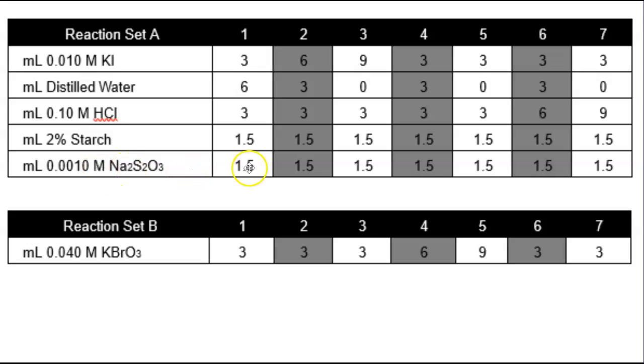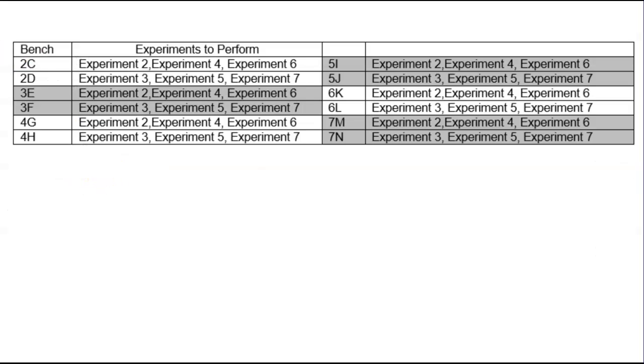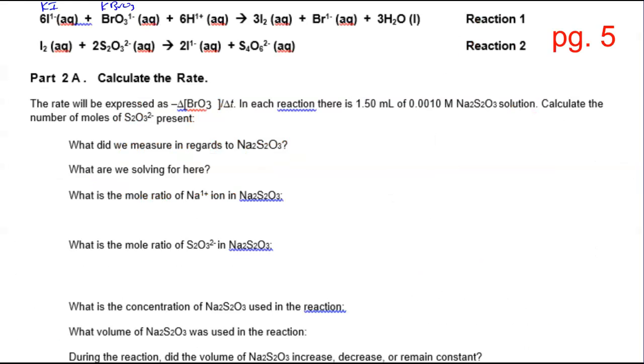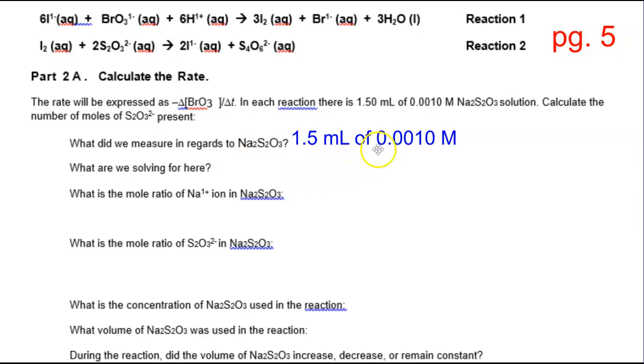We know that this represents the milliliters, and we know the concentration. So if you notice, looking particularly at experiment 1, we had 1.5 milliliters of a 0.001 molar sodium thiosulfate. The question I had just looked at says, what did we measure in regards to sodium thiosulfate? We measured 1.5 milliliters of 0.001 molar. What are we solving for here? If you recall, right up here, we're solving for moles of thiosulfate.